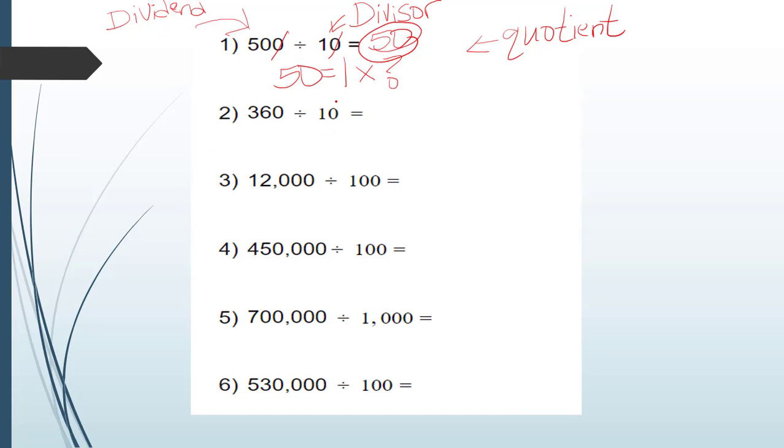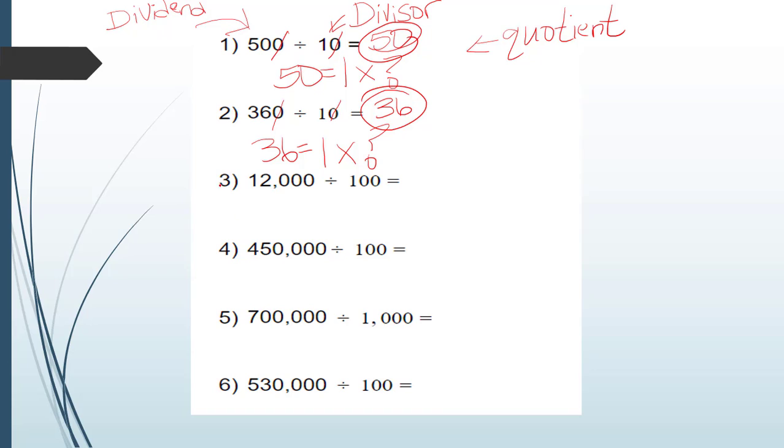So now let's look at number 2. Our divisor ends in 0, so I can take that off, because our dividend also ends in 0, so I can take that off. So now I can ask myself, what times that 1 gives me the 36? What times 1 is 36? Well, that gives me my 36 for my quotient.